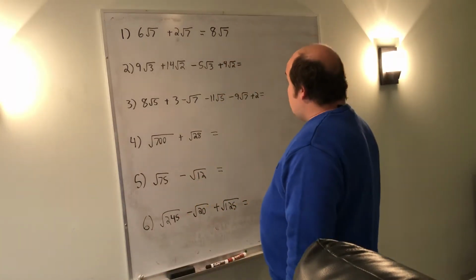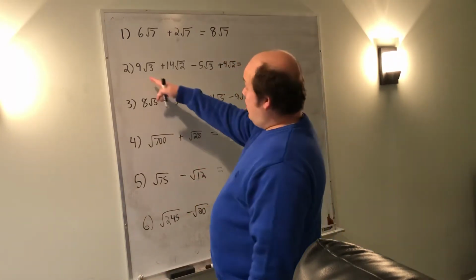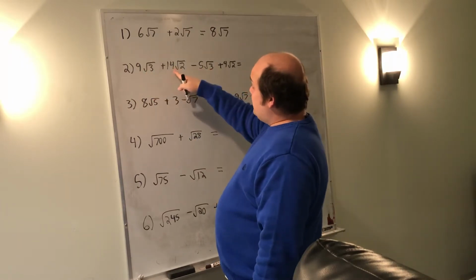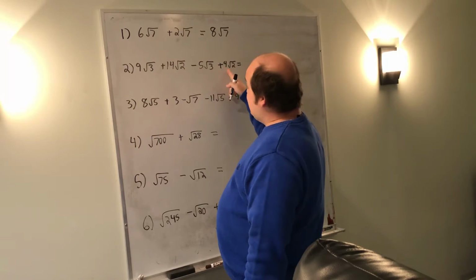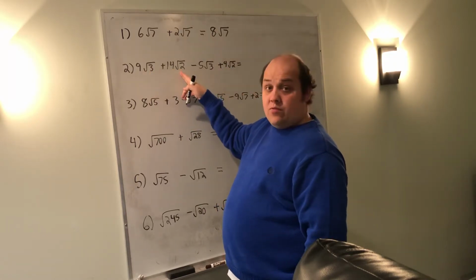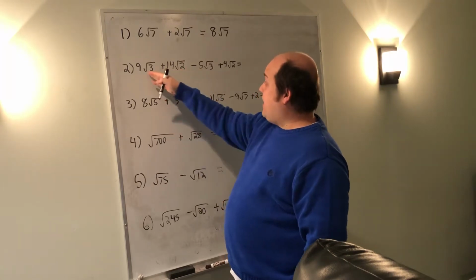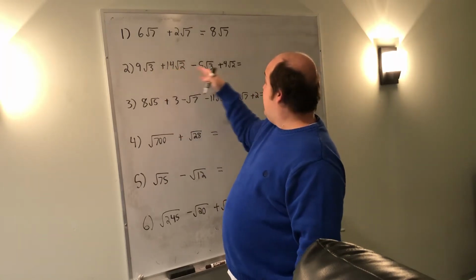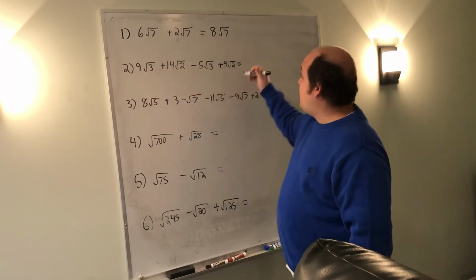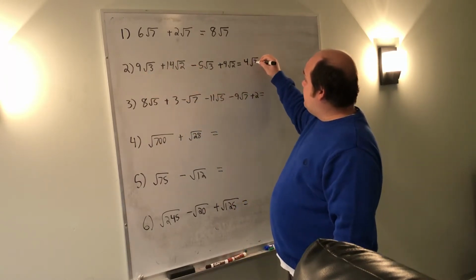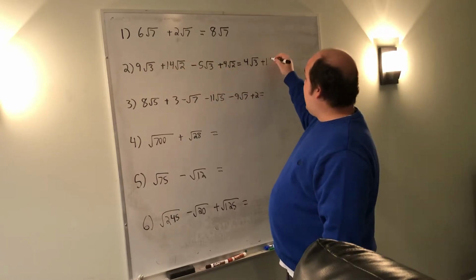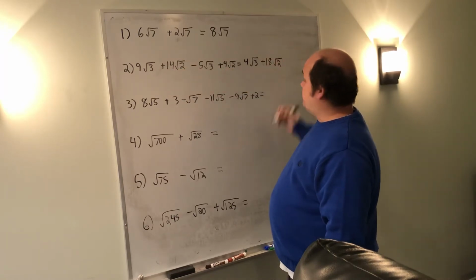For number 2, like terms are this 9 root 3 and this negative 5 root 3. This 14 root 2 and this 4 root 2. I can't combine something that has a root of 3 with a root of 2, but I can combine any of the roots of 3's together and any of the roots of 2's together. So 9 minus 5 leaves me with 4 roots of 3's. 14 plus 4 gives me 18 roots of 2.